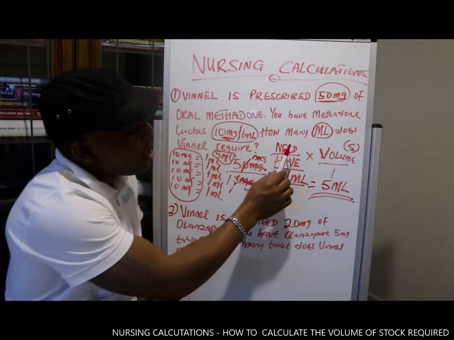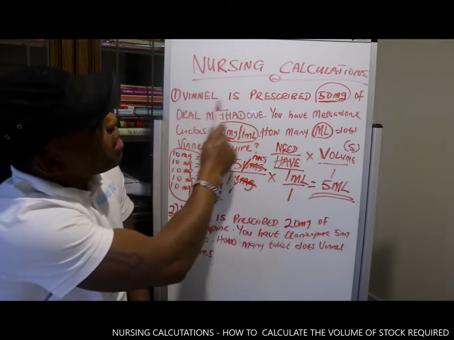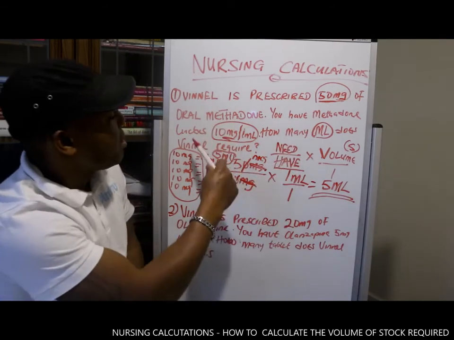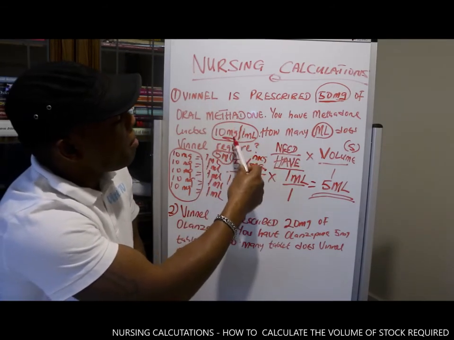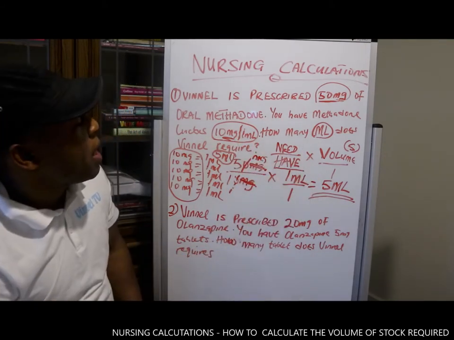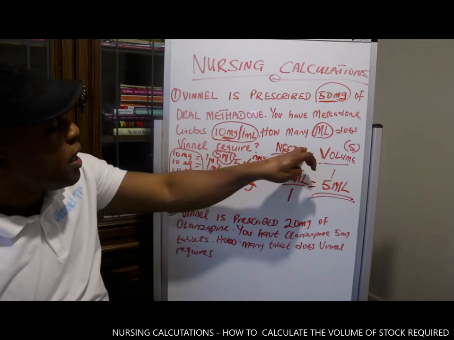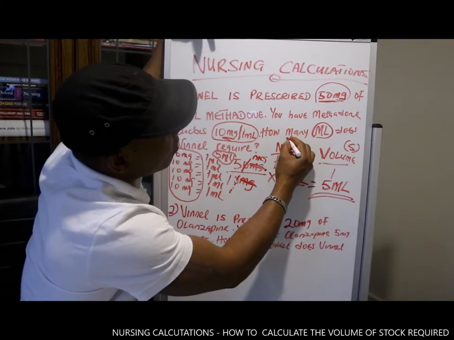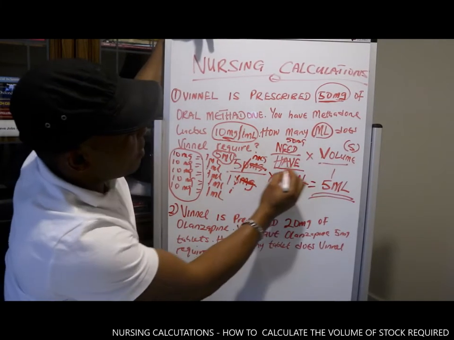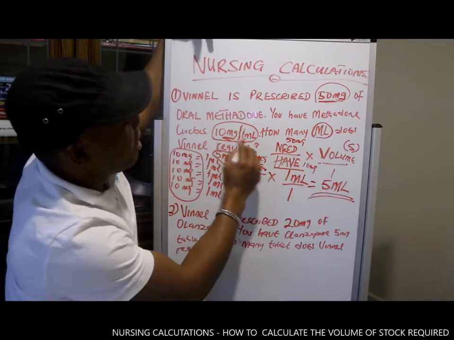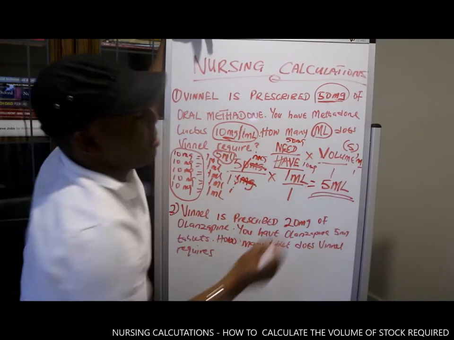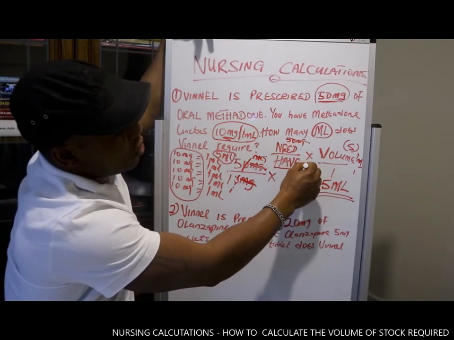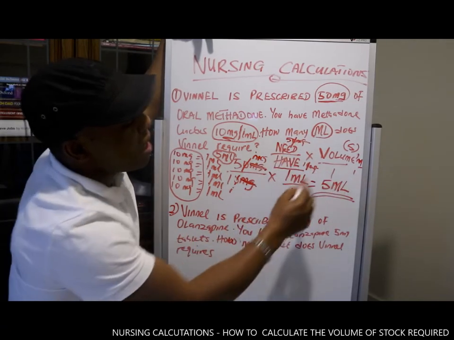You just need to understand need over have times volume. So Vener is prescribed 50 milligram oral methadone, and the methadone we have is 10 milligram in 1 mil. How many mil does Vener require? So once you're done, need over have times volume. What Vener requires will be on top, 50 milligram, and what we have is 10 milligram. Okay, and the volume is 1 mil. Now you cross milligram out from milligram, use 0 to cross 0, so you have 5 times 1, it is 5 mil.